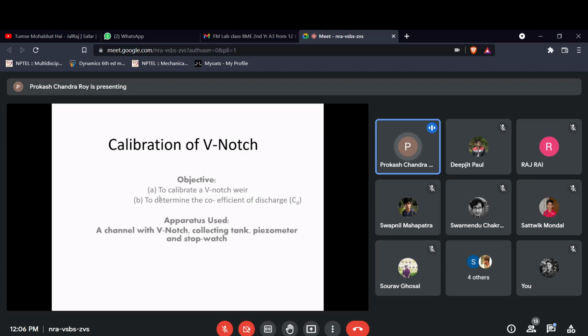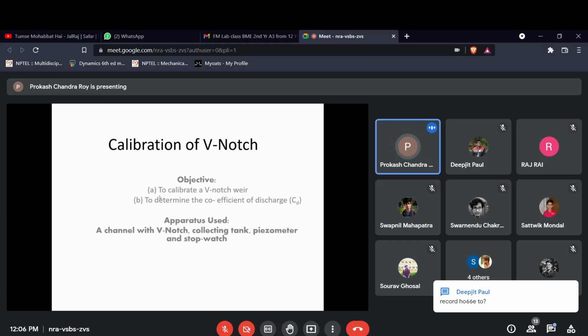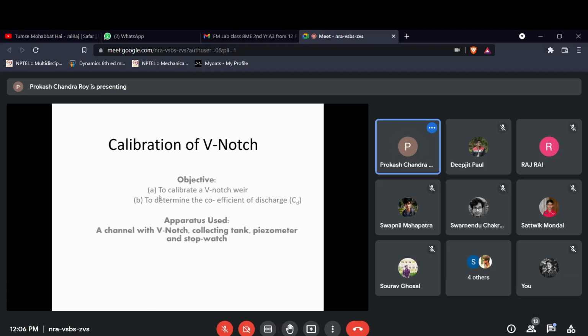So V-notch and weirs are used to measure the discharge over an open channel flow. I think you have studied in your fluid mechanics class, no? V-notch, weirs. So this is basically used to measure the discharge.